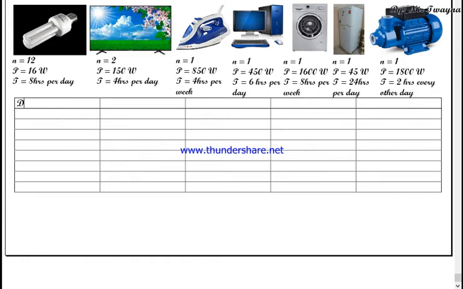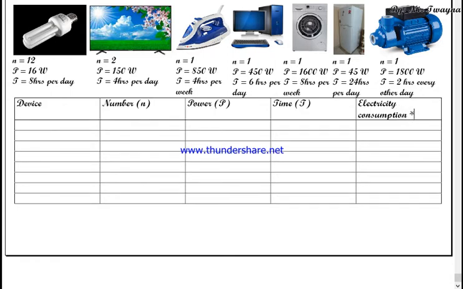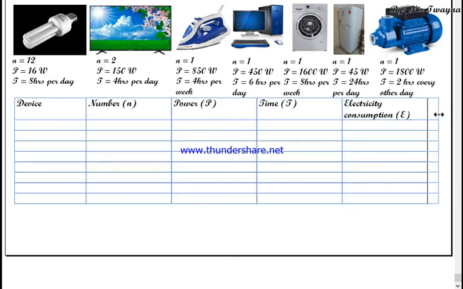Now here device, and here number, that means N. Here power, P, time, T. We need these 3 terms, isn't it? NPT, we need these 3 terms, and from these 3 terms what do we calculate? Electricity consumption, that means E.